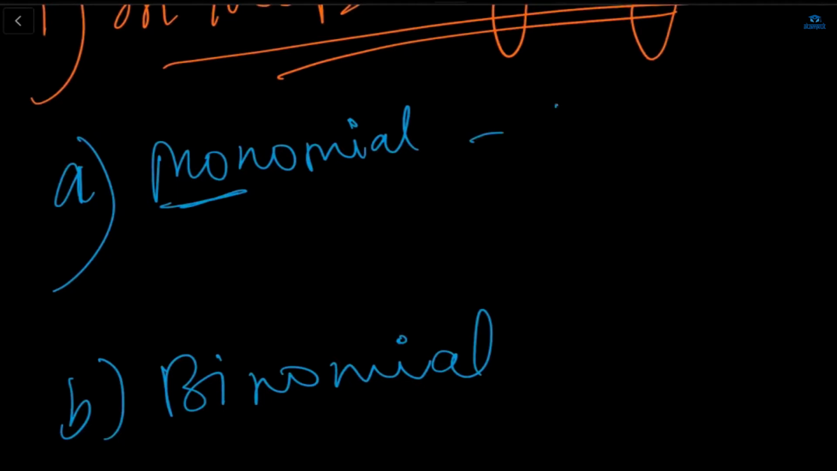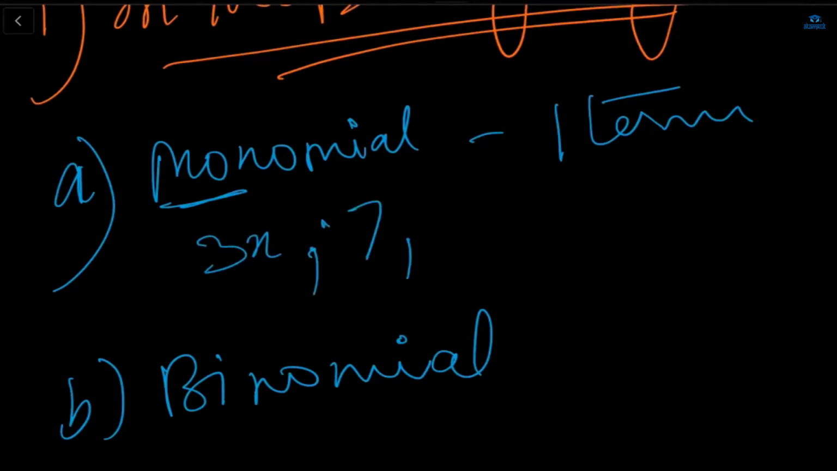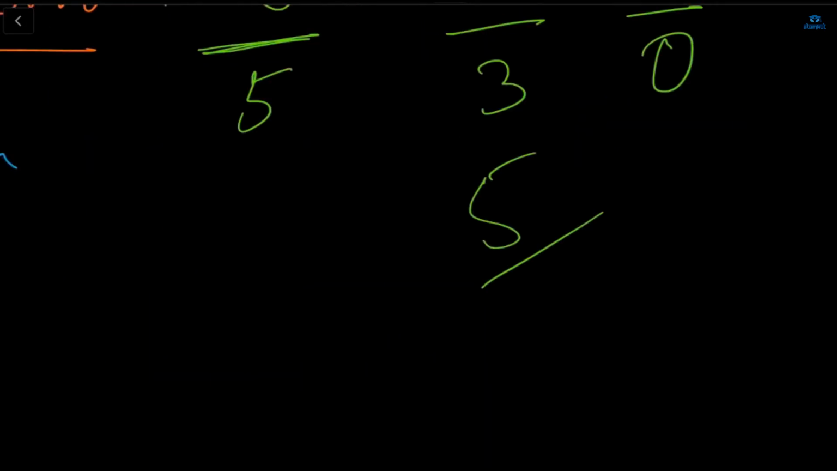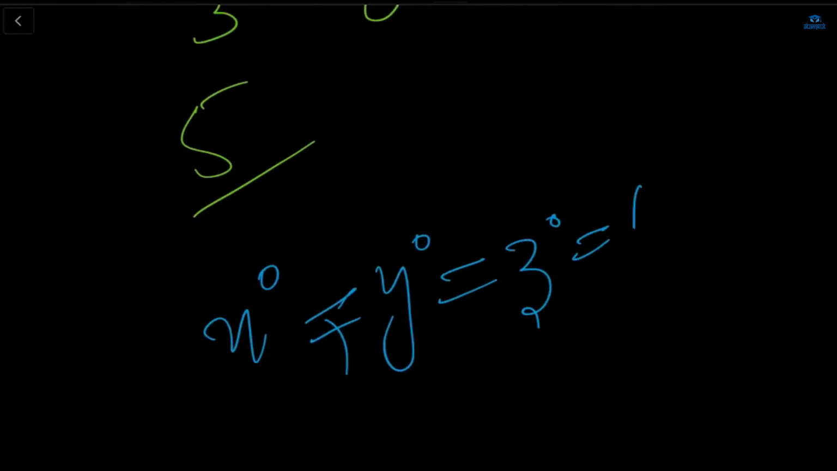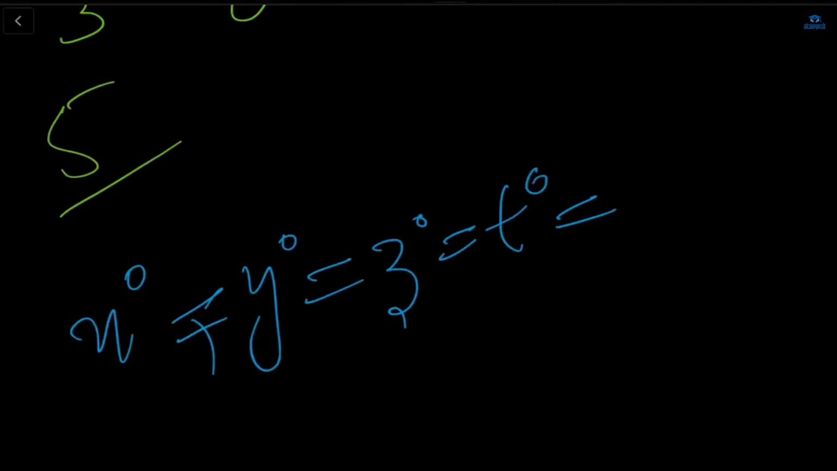One term is there. In the whole polynomial, only a single term is there, like 3x, or you can say 7, any single constant term. Because when a constant is there, you can say that a coefficient and variable are also there. The power of the variable is 0. A variable whose power is 0, x to the power 0, y to the power 0, z to the power 0, t to the power 0, any number whose power is 0, the value is equal to 1.